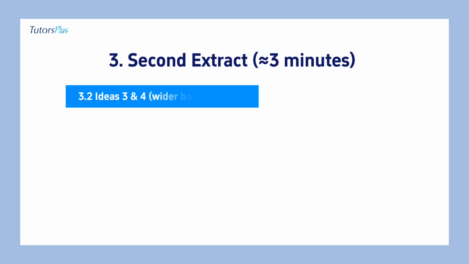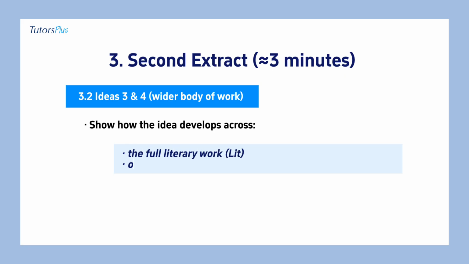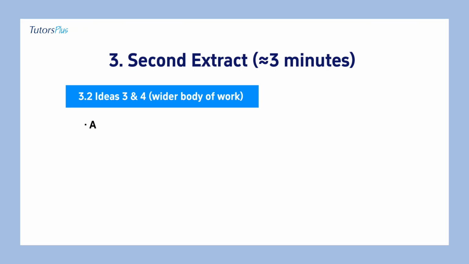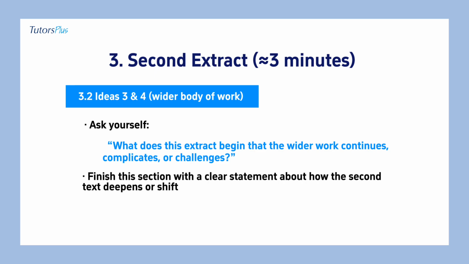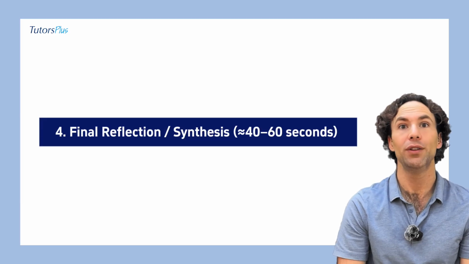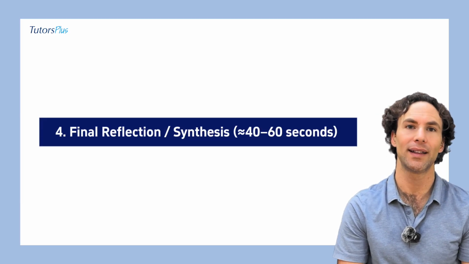And then we again zoom out to ideas 3 and 4 for the wider body of work, showing again how the idea develops across the full literary work for Literature, or across the wider body of work, the campaign series, for Lang Lit. So you should be asking yourself, what does this extract begin that the wider work continues, complicates, or challenges? How does it develop? And then finish this section with a clear statement about how the second text deepens or shifts your understanding of the global issue. And then we move into our final reflection or synthesis of about 60 seconds.